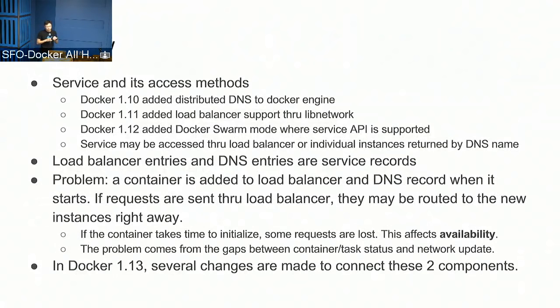In Docker 1.10, we added a distributed DNS into Docker Engine, so that you are able to put some alias on your container and look it up, instead of writing into the host file of your system. In Docker 1.11, we added a built-in load balancer. Through LibNetwork, it uses IPVS as the lower-level multiplexer. In Docker 1.12, we released Docker Swarm Mode. Now you have the service API. I'm going to go a little bit deeper in the next slide.